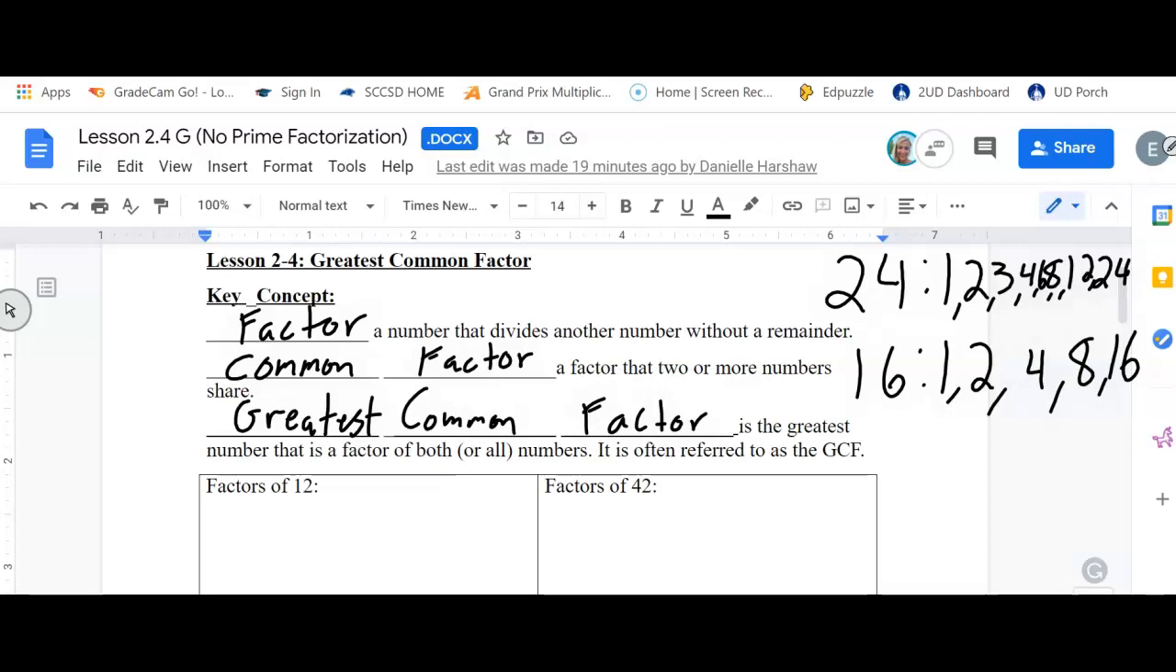Lily: 1, 2, 4, and 8. Those are all the common factors. What is the greatest common factor now of 24 and 16? Megan: 8.